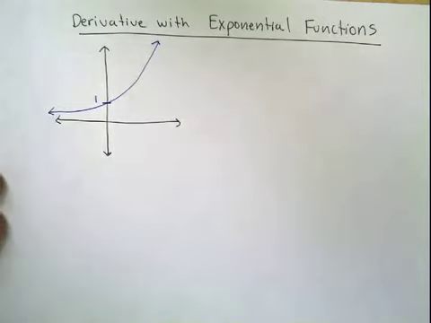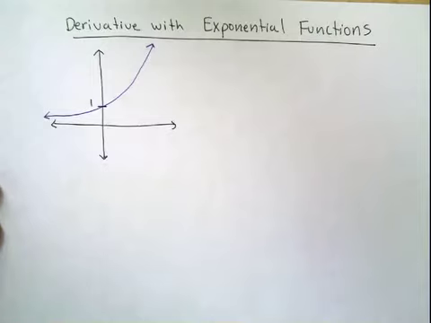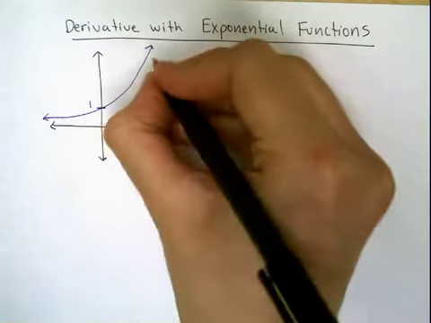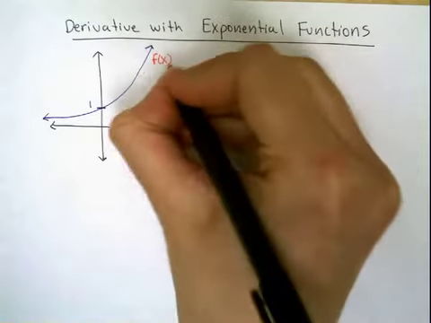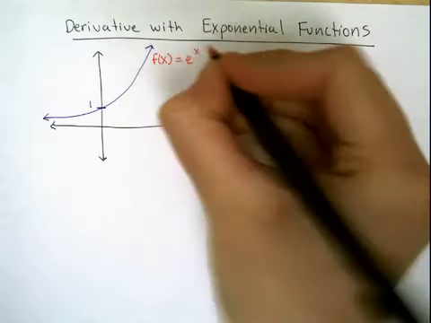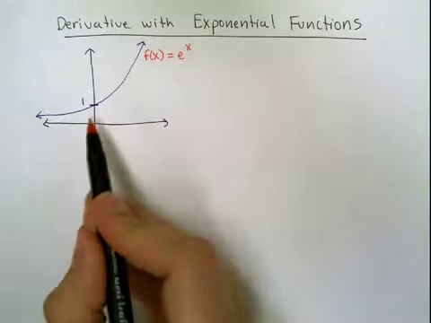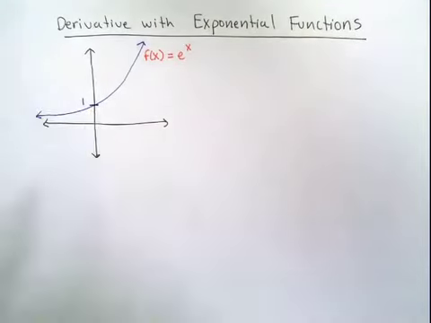Alright, this video is going to be a quick run through on how to derive exponential functions, and it's actually fairly easy. A lot of people don't really like e to the x, but it's not too bad to derive. Right here I graphed the typical f of x equals e to the x graph. Something common about e to the x is it always goes through the point 0, 1.